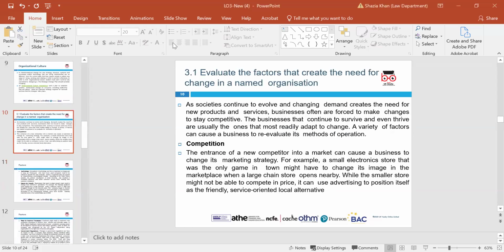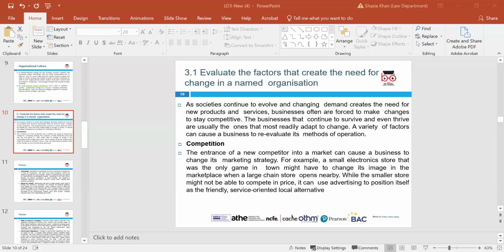Now we're going to look at 3.1, which is to evaluate the factors that create the need for change in a named organisation. Things like external factors and internal factors can both cause these types of changes within a company. External forces of change include globalization, workforce diversity, ethical behavior, and technology. Internal forces of change consist of poor financial performance, internal crisis, or changing working expectations.